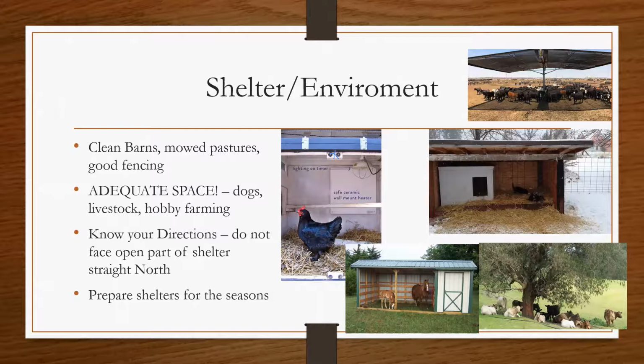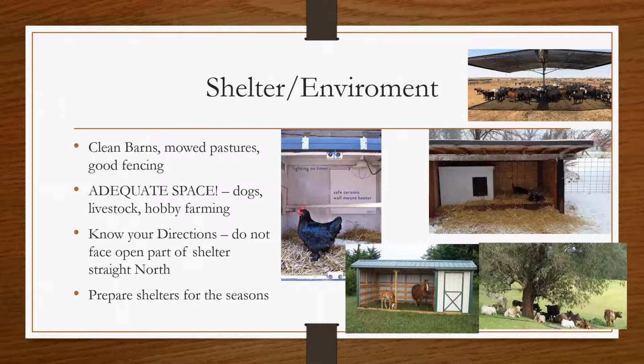Know your directions. Don't place an open-faced barn facing north. So that's where all the cold wind and stuff comes from. And the point of having a shelter is so the animals can get out of that. Face them usually south. That's because that warm air and stuff, the animals don't really mind that as much. So always know your directions when you're putting up your shelters.